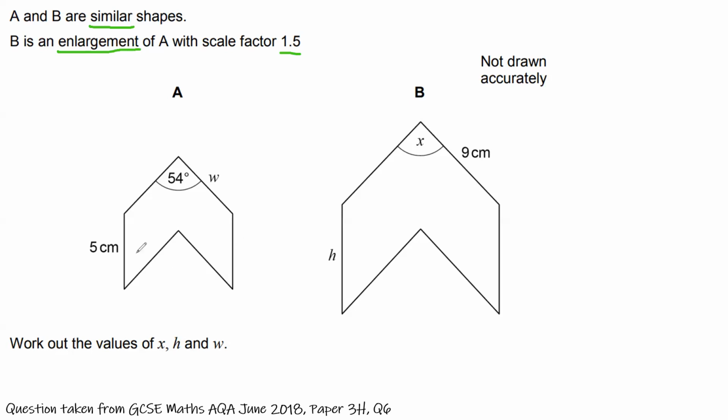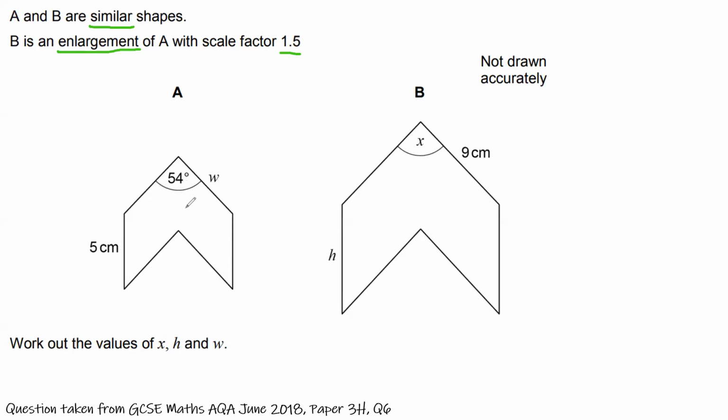Okay, and then we've been given the value of this side length as 5 centimeters. We've been given the angle 54 degrees, and we've been given W on shape A, and then we've got H and X on shape B, and we've been told that this side length here is 9 centimeters. We've been asked to work out these three unknown values of X, H, and W. Okay, so let's start with the angle.